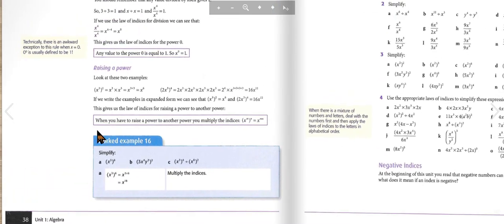Worked example 16. Simplify. (x cubed) to the power of 6; (3x to the power of 4) times (y cubed) squared; (x cubed) to the power of 4 divided by (x to the power of 6) squared. Step 1. Multiply the indices.